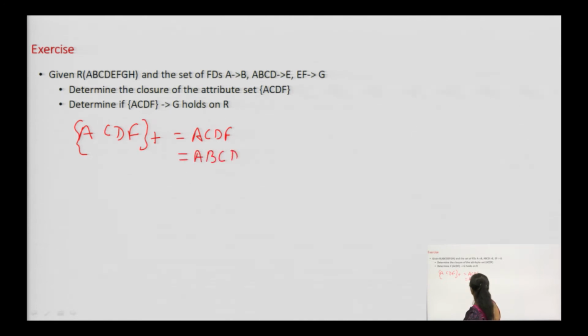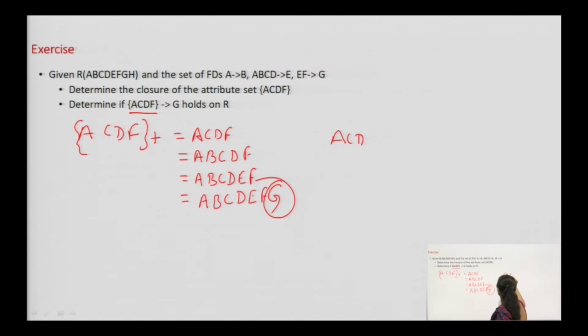So, this is equal to A, B, C, D and F, and A, B, C, D determines E. So, we have A, B, C, D, E, F. E, F determines G. So, this is A, B, C, D, E, F, G. This is the closure of ACDF. Now, the closure of ACDF contains G over here. Hence, we say that ACDF to G holds, right.